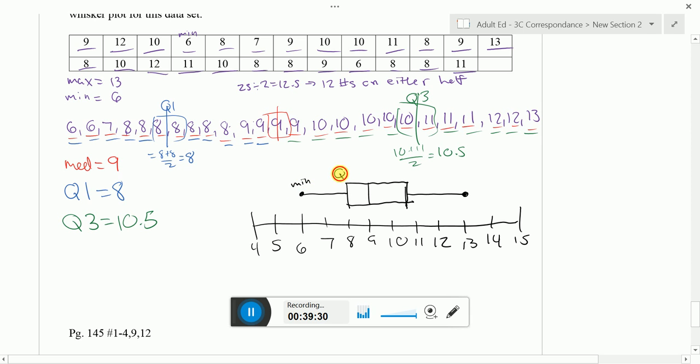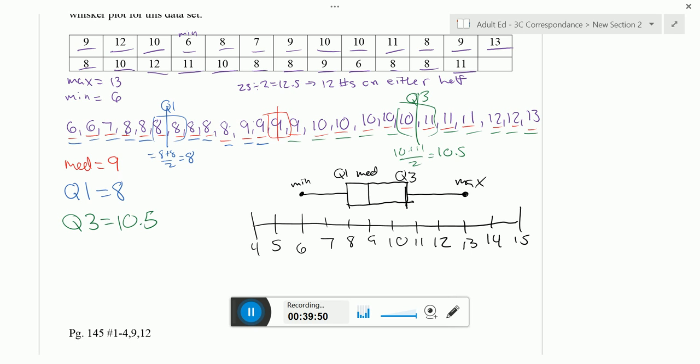So again, here's our min value, our Q1, our median, our Q3, and our max value, and you can see that a box and whisker plot does a really good job of showing you how spread out your information is, and more specifically how spread out each quarter is.